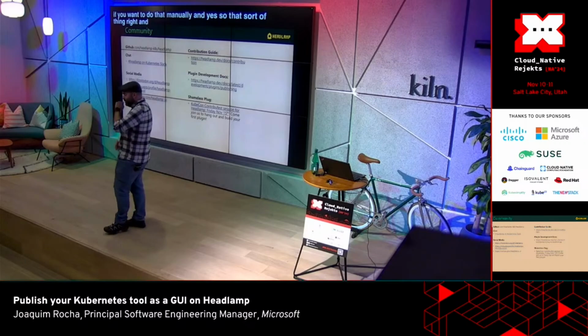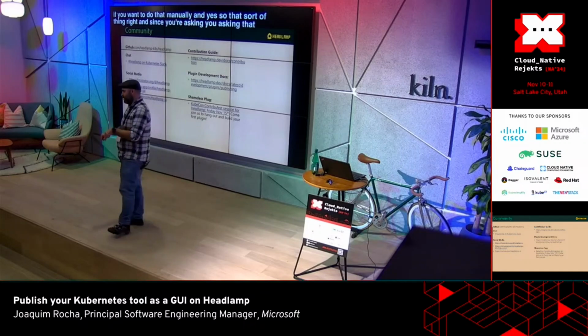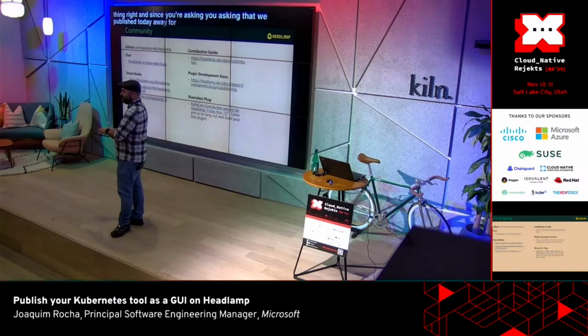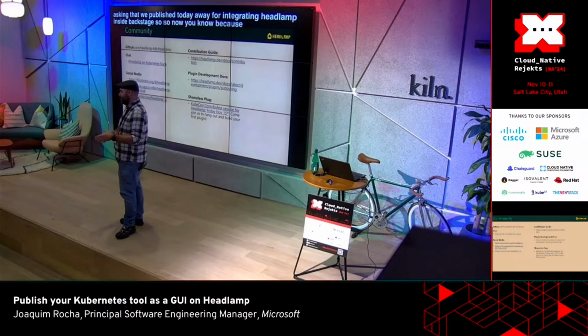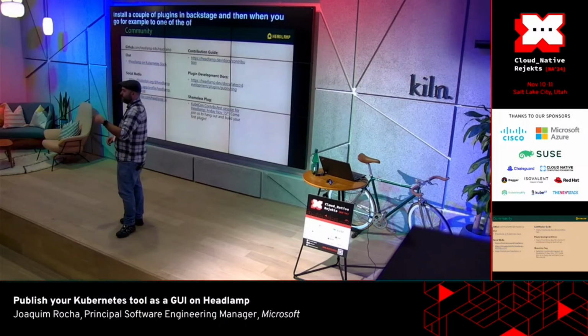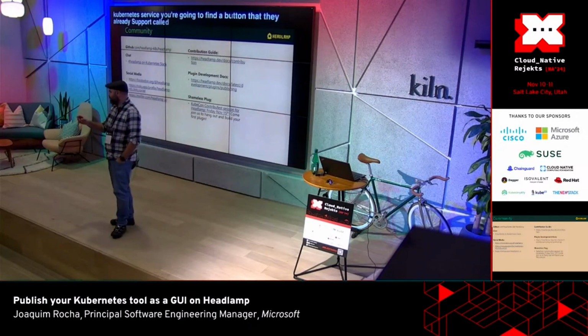Since you're asking that, we published today a way for integrating Headlamp inside Backstage. Because I said in Backstage you don't really have a dedicated Kubernetes UI. For that you have some stuff around. So now with this way that we integrated it, you can install a couple of plugins in Backstage. And then when you go, for example, to one of the services that is a Kubernetes service, you're going to find a button that they already support called Open in Kubernetes Dashboard, but it doesn't really have to do with the original Kubernetes dashboard, right? It's configurable, so our plugin sets that up.